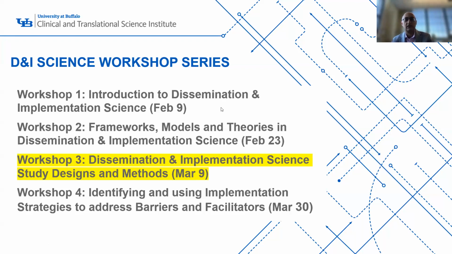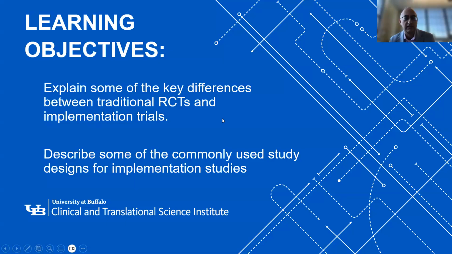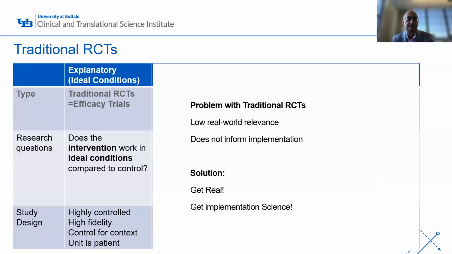So the objectives are to, first of all, understand what is different about implementation trials versus traditional randomized controlled trials. So we'll start with that. And then we'll get more into some of the types of study designs and methods that are typically used in implementation science, and that will also help illustrate that as well. So let's go to the next slide.